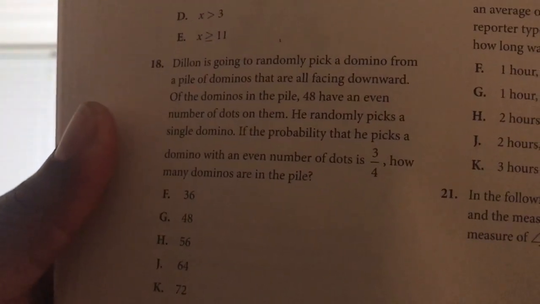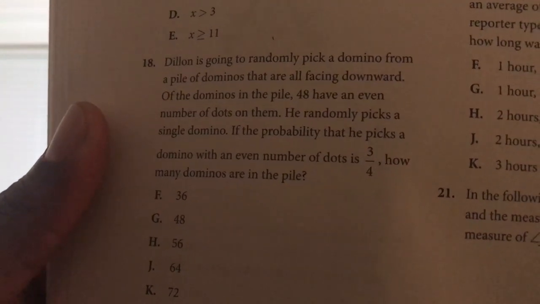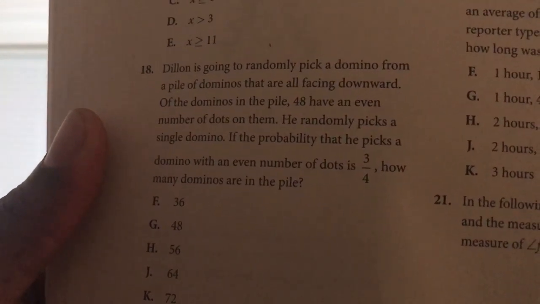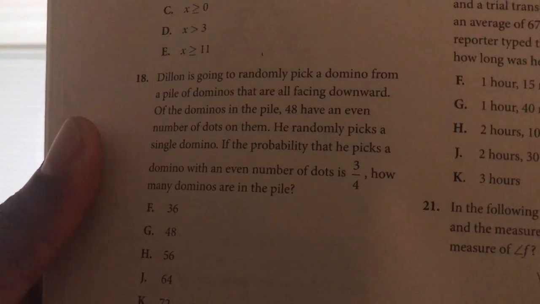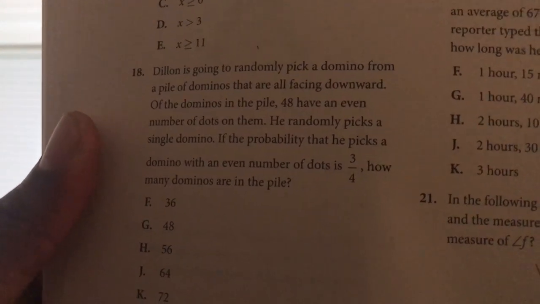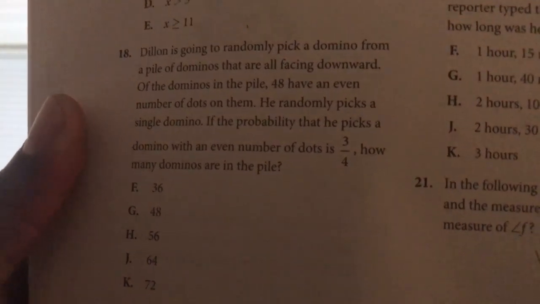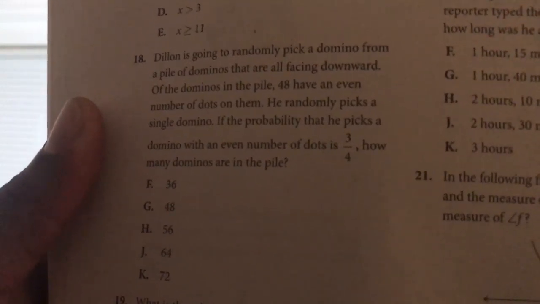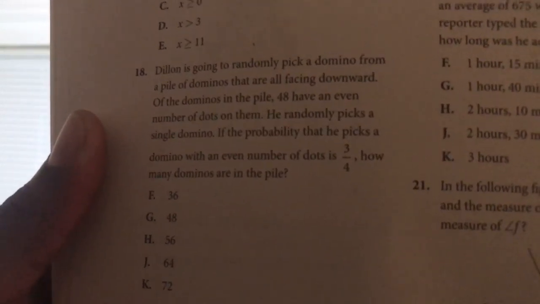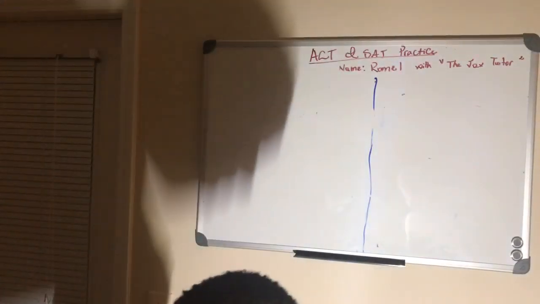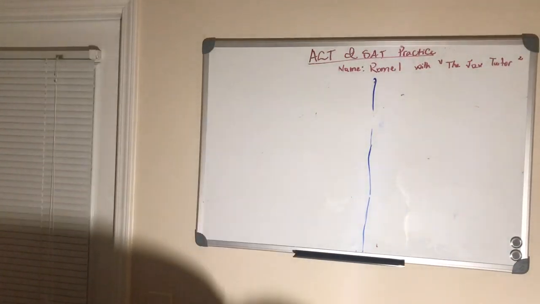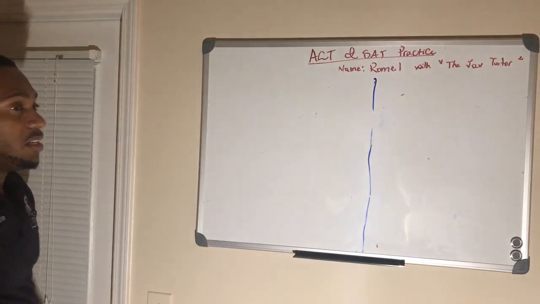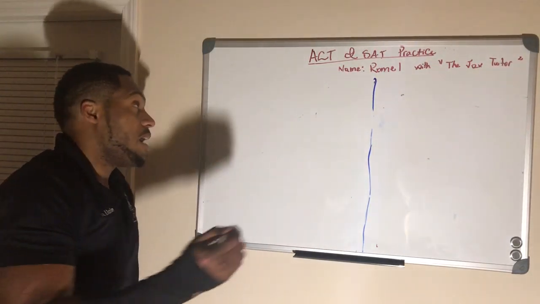Of the dominoes in the pile, 48 have an even number of dots on them, and he randomly picks a single domino. If the probability that he picks a domino with an even number of dots is 3/4, how many dominoes are in the pile? So what it says here quickly is this kid here, Dion, is picking dominoes in the pile.